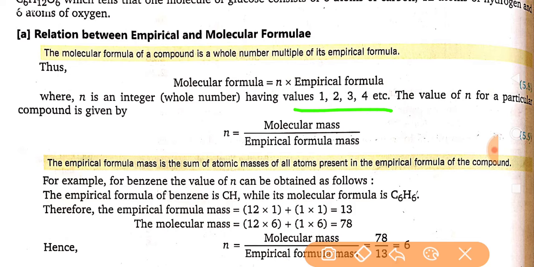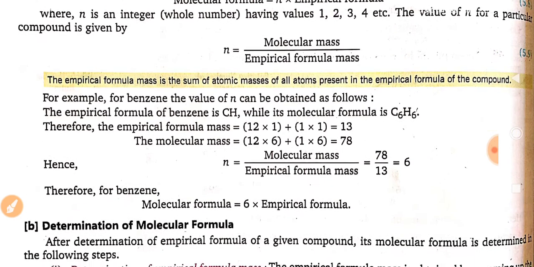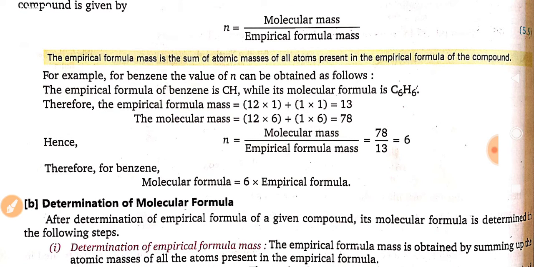The value of n for a particular compound is given by n equals molecular mass upon empirical formula mass. The empirical formula mass is the sum of atomic masses of all atoms present in the empirical formula of the compound. So for example, for benzene, the value of n can be obtained as follows.